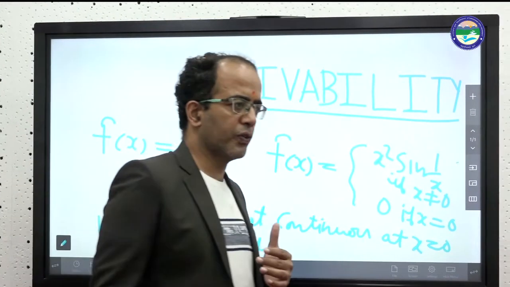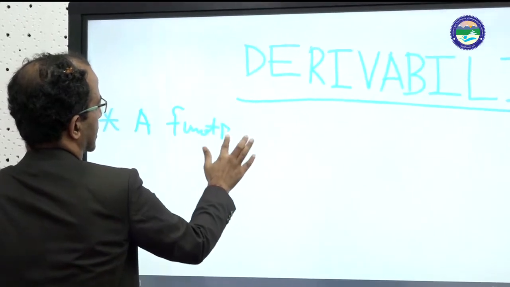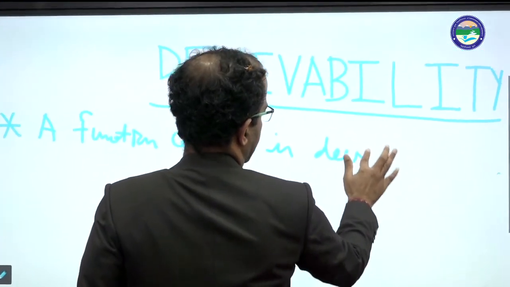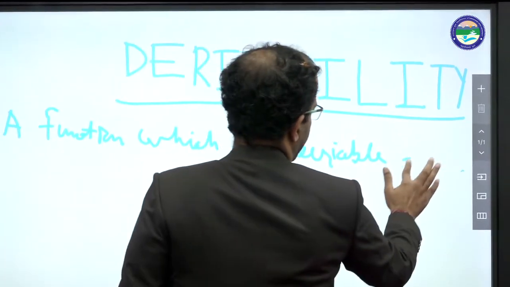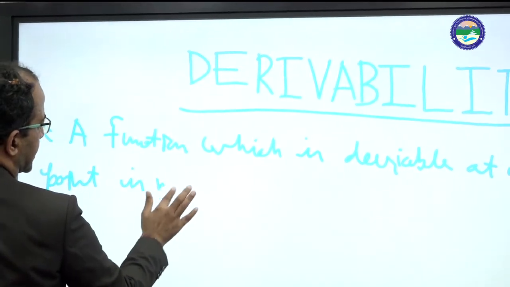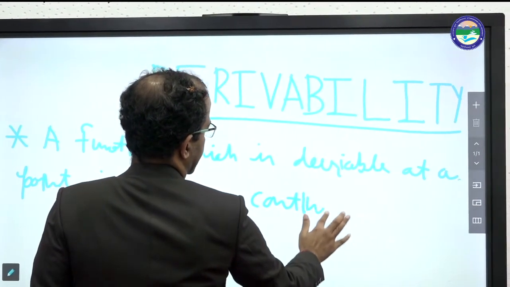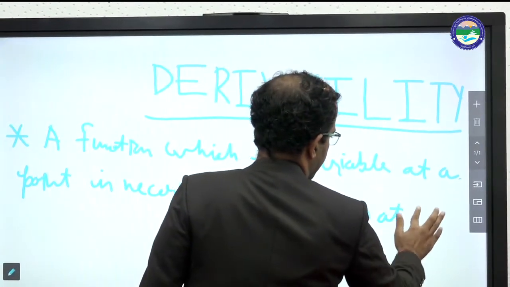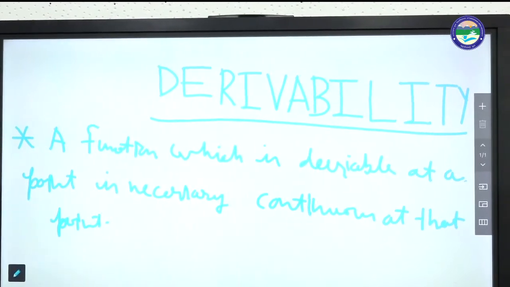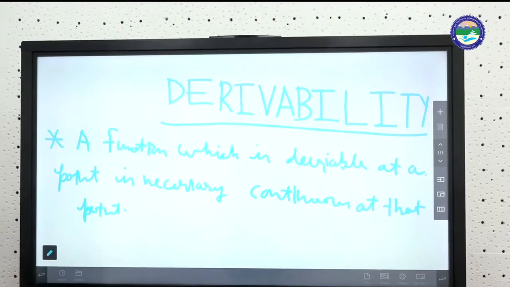And now we are proving the theorem. A function which is derivable, it means differentiable, at a point is necessarily continuous at that point. This is a basic theorem of derivability theory. It means every differentiable function is necessarily continuous. The proof is very interesting and very simple.